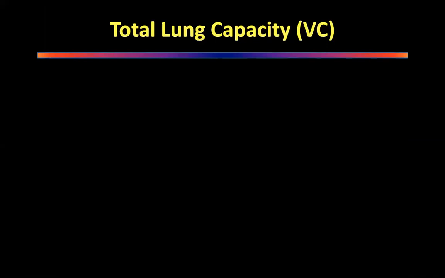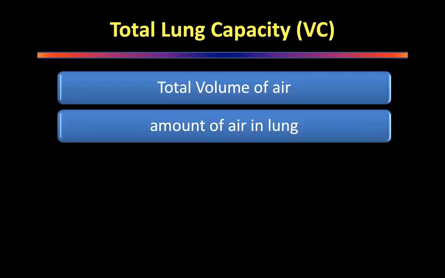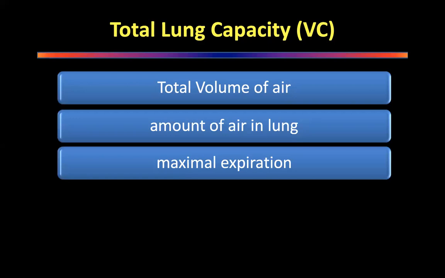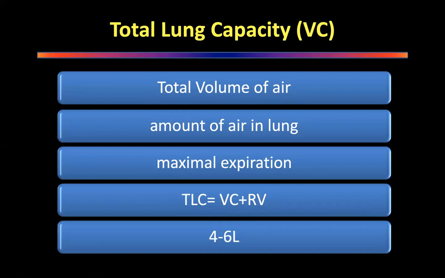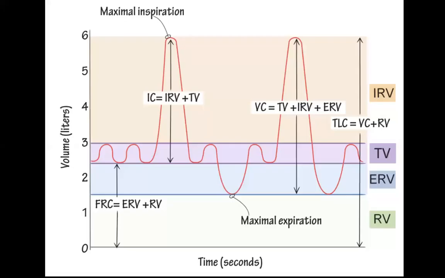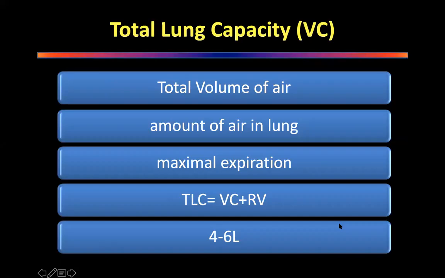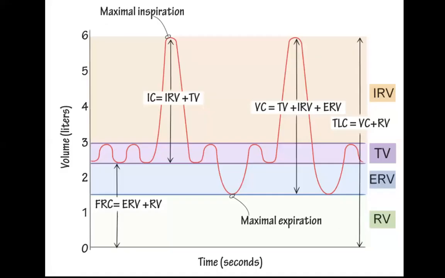Total lung capacity is the total volume of air in the lung after maximal inspiration. So it is vital capacity plus the RV. This is TLC, it's not VC, it's TLC. So TLC is vital capacity plus RV, which is 4 to 6 liters. Is that clear? So beige plus purple plus blue plus green is white, total lung capacity, from the top to the bottom.